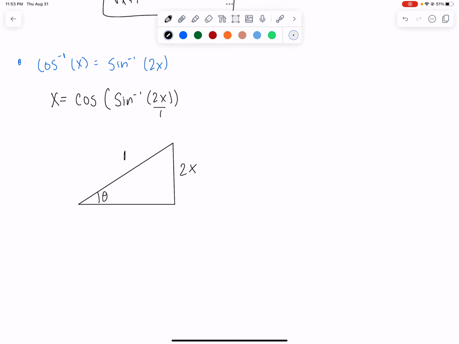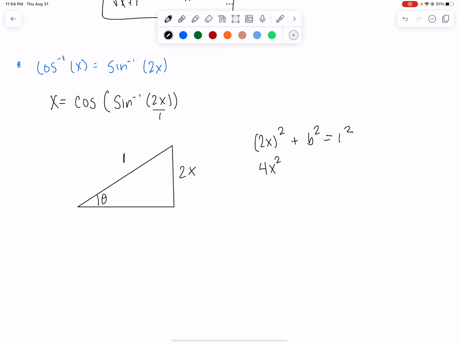And then this is a part where most of you guys got confused, on finding this right here, aka my adjacent, because apparently we forgot how to use the Pythagorean theorem. We have (2x) squared plus b squared is equal to 1 squared. (2x) squared, okay, is 4x squared. Most of you guys just said 2x squared. b squared is equal to 1 minus 4x squared. And b is equal to the square root of 1 minus 4x squared.